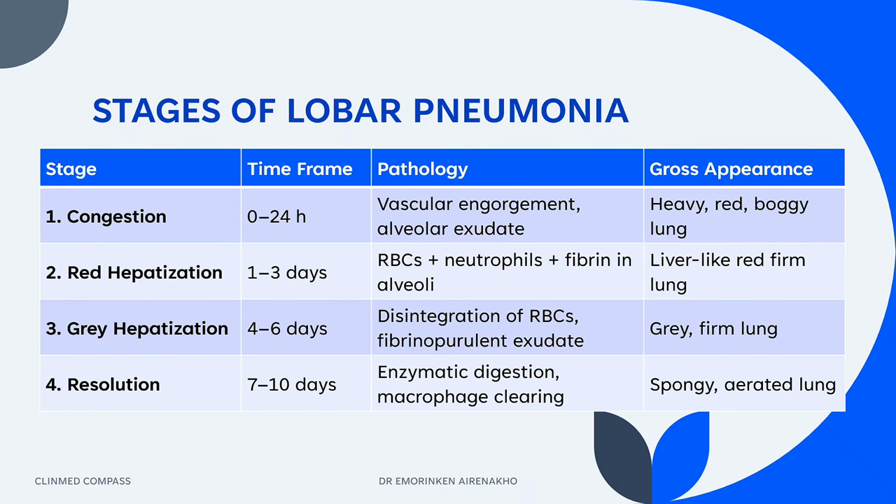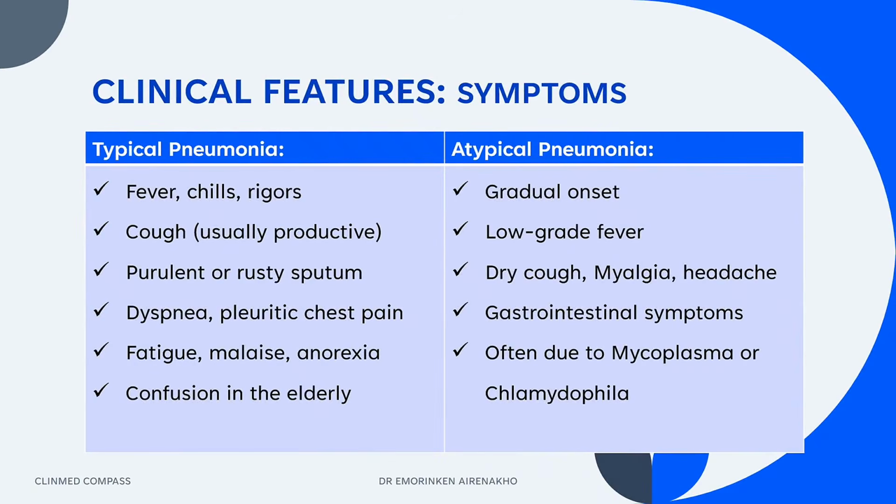The stage of resolution occurs within 7 to 10 days. The macrophages clear the debris after enzymatic digestion. So the lungs become aerated and the architecture comes back to normal. It is important to state that not all pneumonia follows these processes. Symptoms differ based on the pathogen, either typical or atypical.